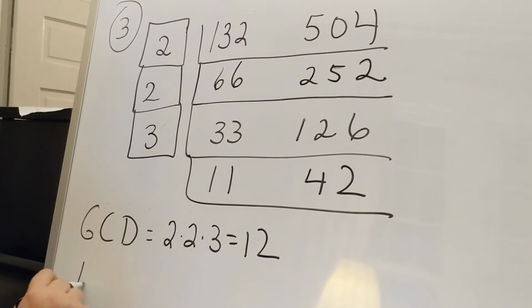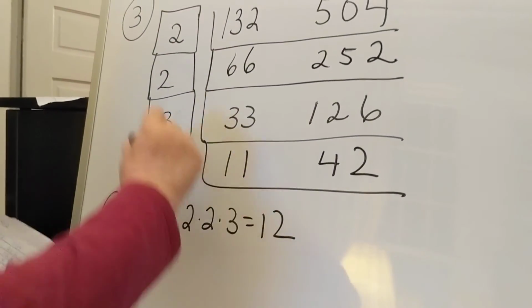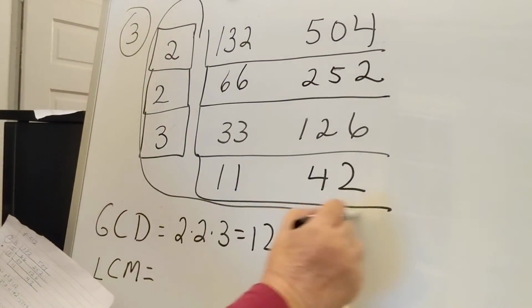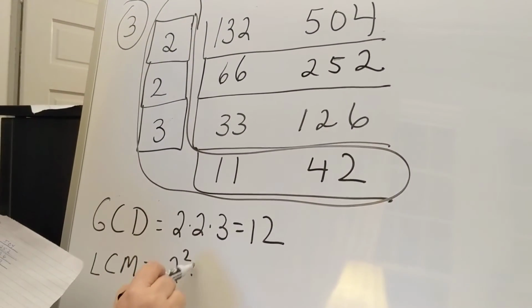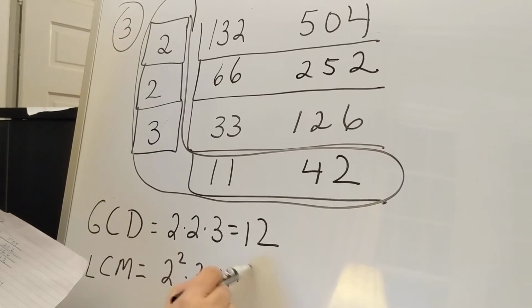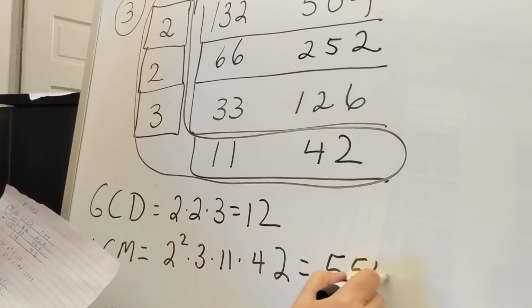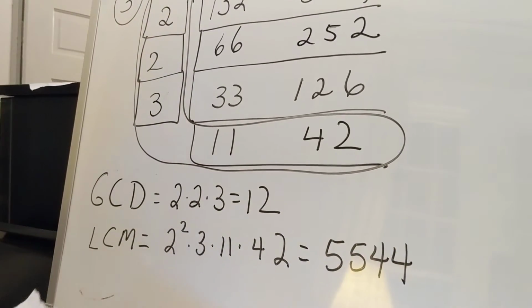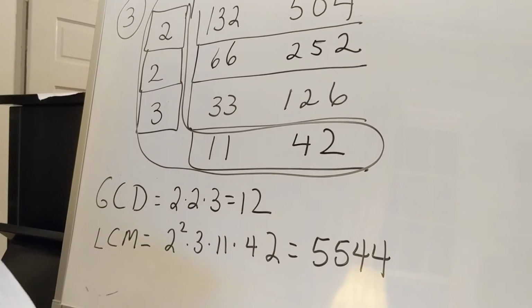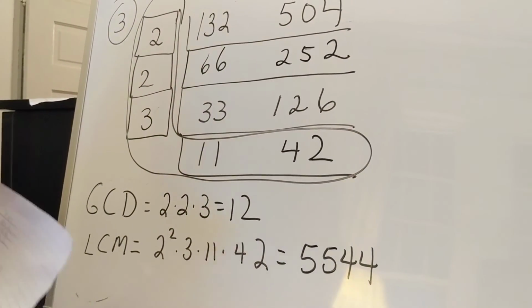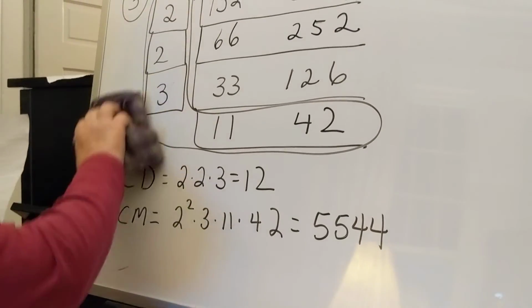And our least common multiple is the L shape here, the column and the bottom row. 2 squared times 3 times 11 times 42, which is 5,544. That's so much easier than any method I know of. That's the one I like, but you can choose. This is the way I'm going to be showing you because it takes care of both.